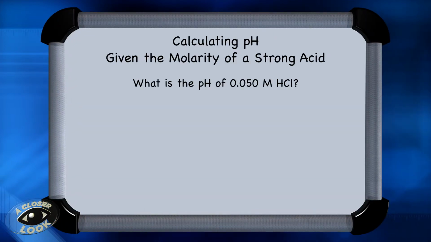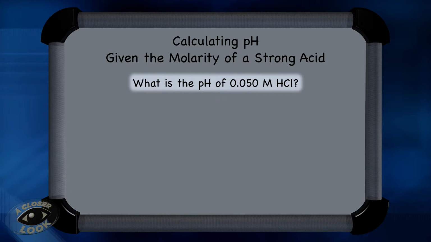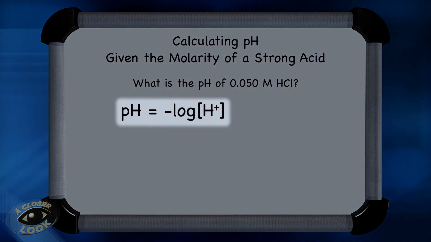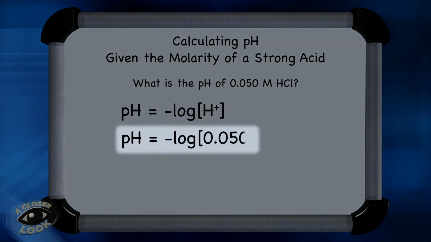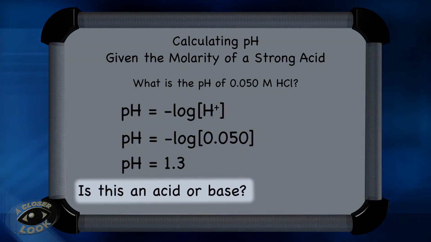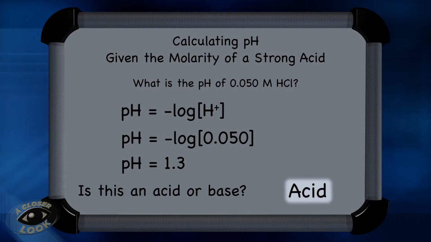Here is an example of a problem in which we are asked to calculate the pH of a 0.050 molar hydrochloric acid solution. Now, hydrochloric acid is a strong acid, so we know that the molarity that's given to us in the problem of the acid is actually the same value as the hydrogen ion concentration, and we know that this will be 100% ionized in solution. We can go straight to the pH equation where we take the negative log of the hydrogen ion concentration and plug in the value of 0.050, and we find that the pH is 1.3. As a follow-up question, is it an acid or a base? This would be an acid because the pH is less than 7.